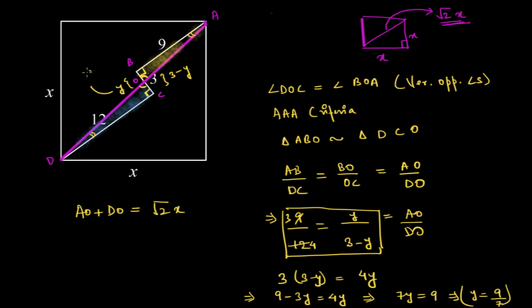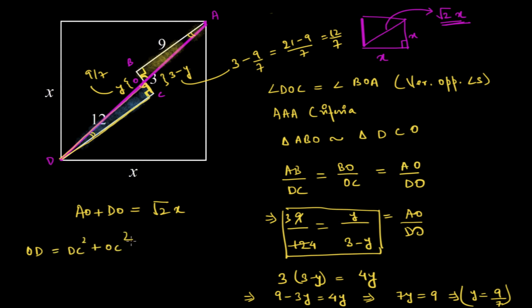So this length is 9 upon 7, and this length will be 3 minus 9 upon 7, that is 21 minus 9 upon 7, which is equal to 12 upon 7. So now we know this length. We know the length of this perpendicular. So using Pythagoras theorem, we can find the length of OD. So OD square will be equal to DC square plus OC square.